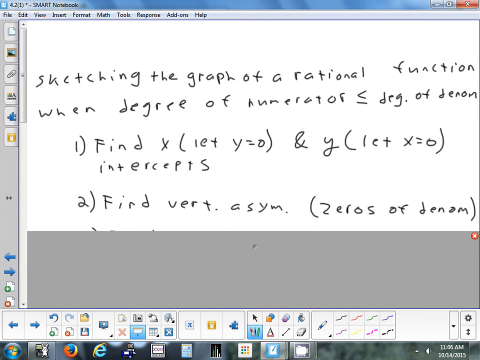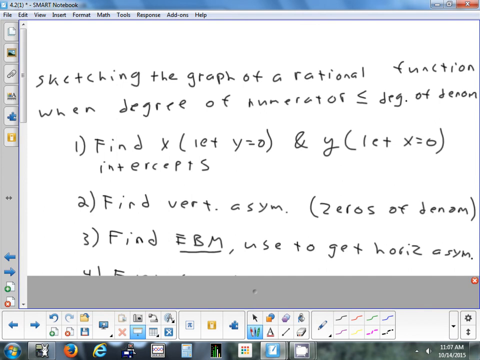You can always look for intercepts. If you can find your x and your y-intercept, that'll help make the graph. Find vertical asymptotes. We're going to put those in as dotted lines. Find your end behavior model and use that to find the horizontal asymptotes. Again, we'll put that in as a dotted line.